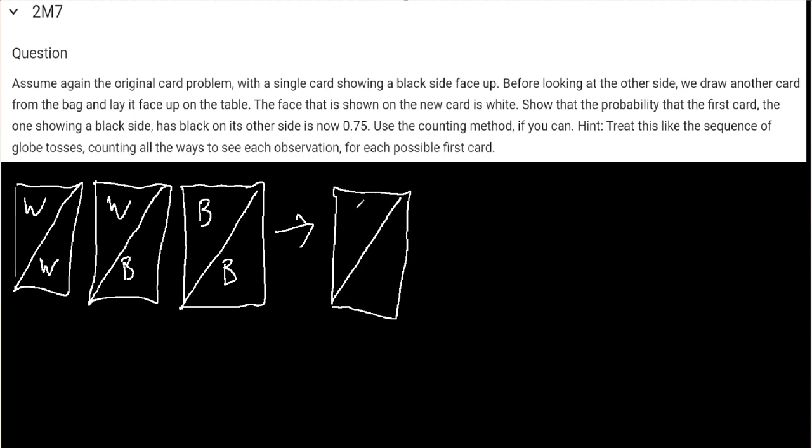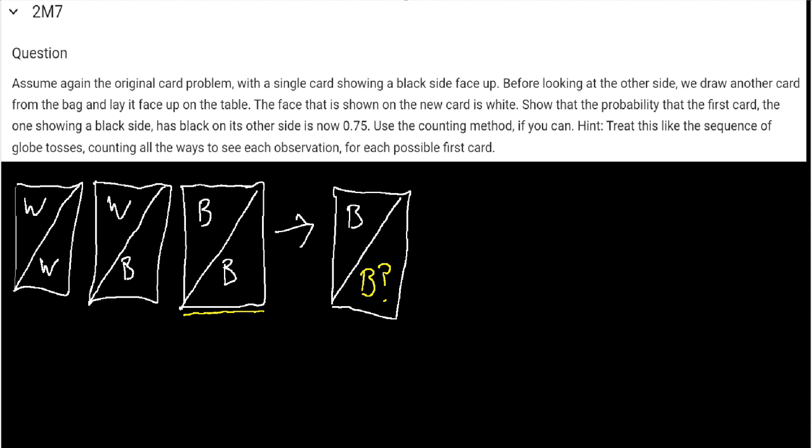And we notice that the side that is showing upwards is black. And in question 2M4, we're asked, what is the probability that the other side is black? Or in other words, what is the probability that the card we've drawn is the black card?